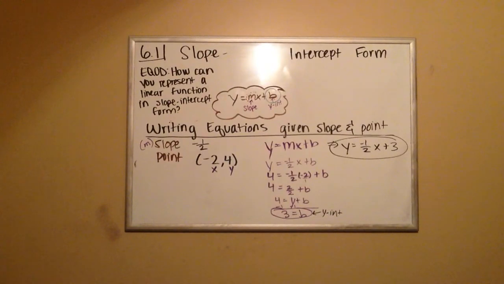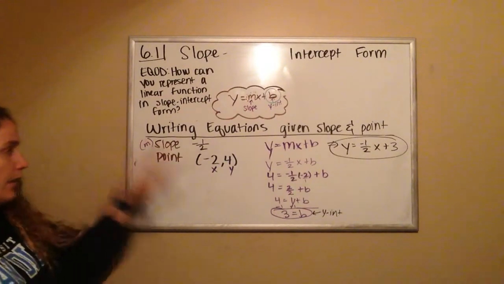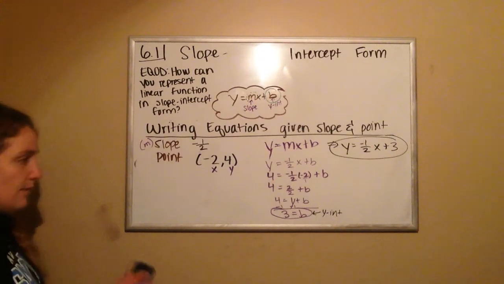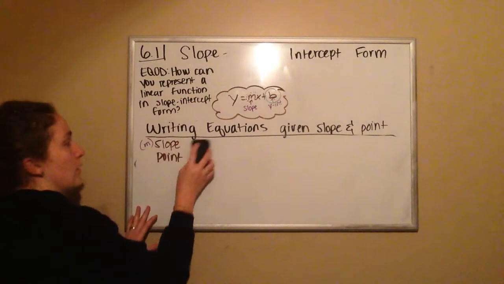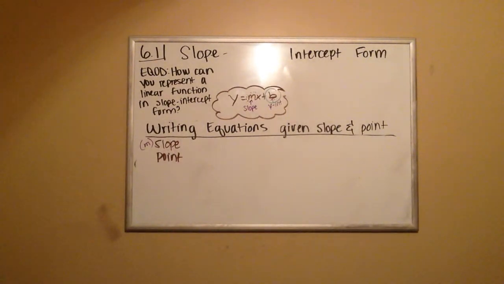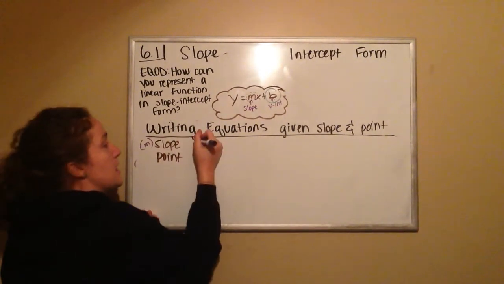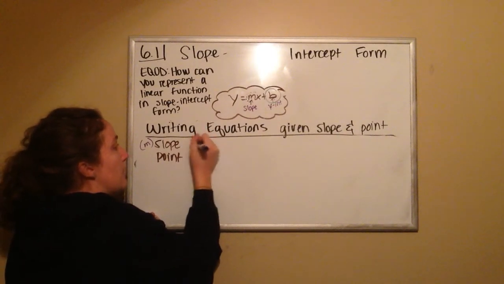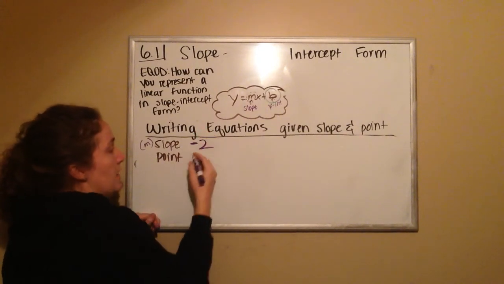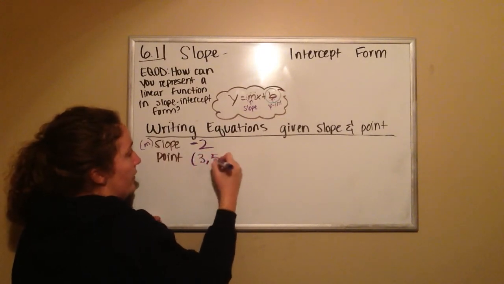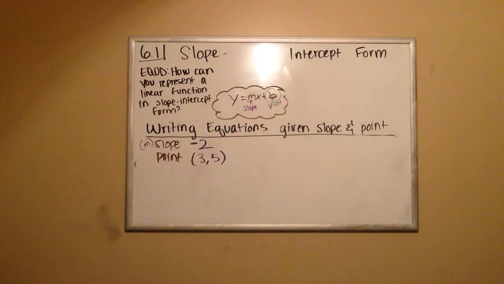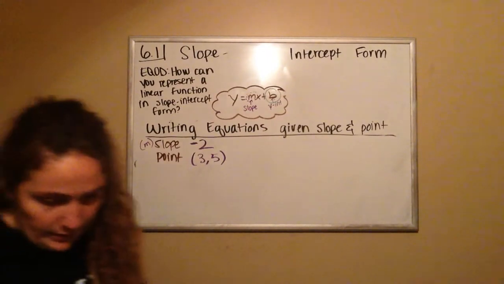Alright, so I'm going to give you only one to work out on your own, because I want to get us continuing on. Alright, slope is going to be, I won't give you a fraction, but I am going to give you a negative 2. And the point is going to be (3, 5). Okay. Go ahead and write me out the equation in slope-intercept form, exactly like we just did the last two examples.